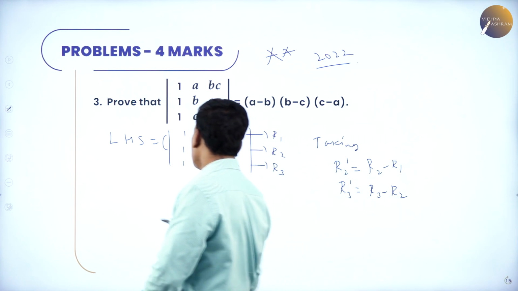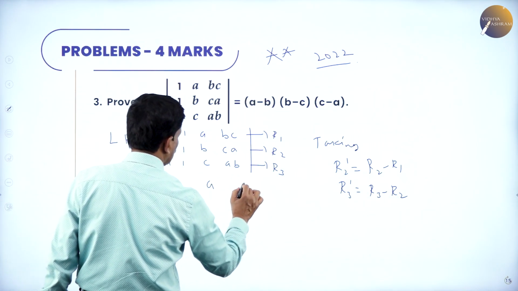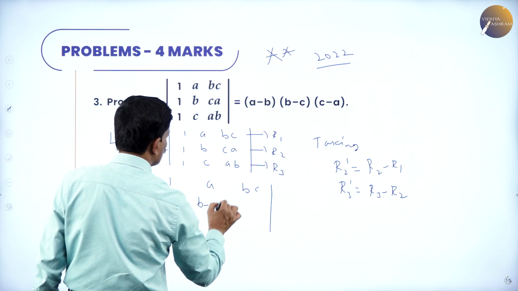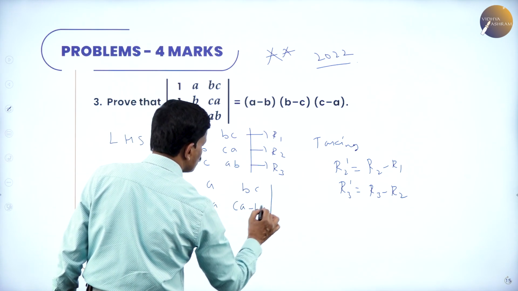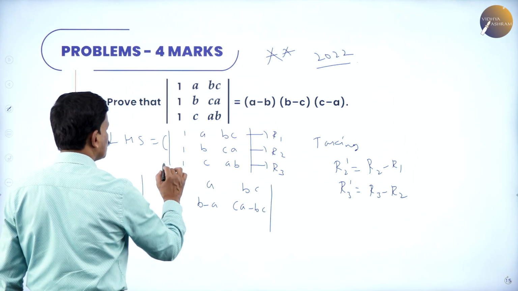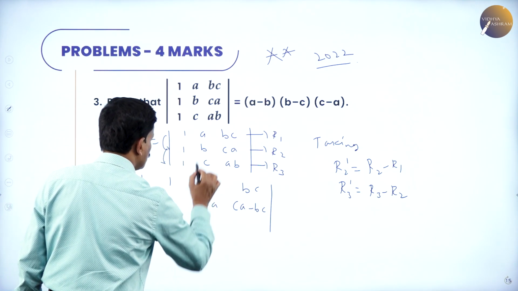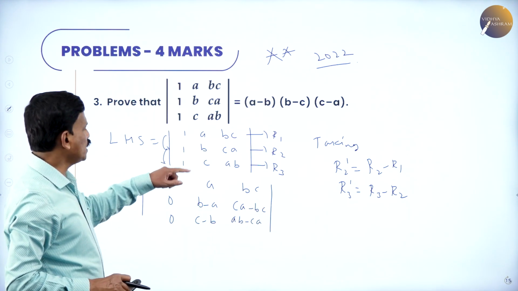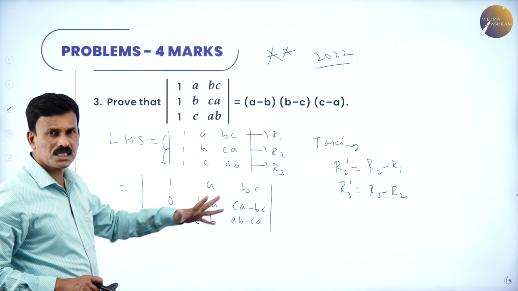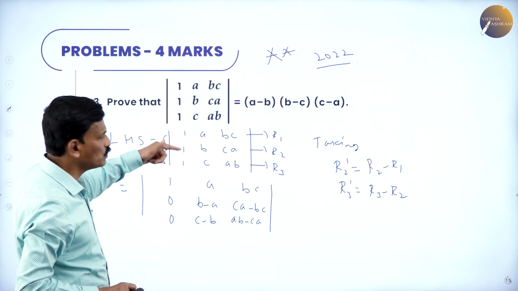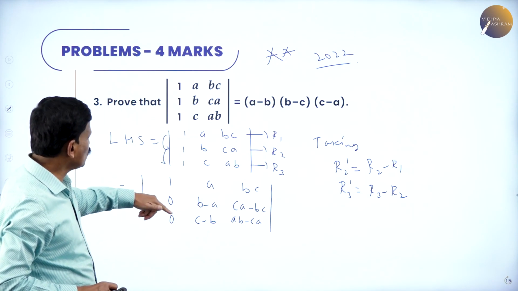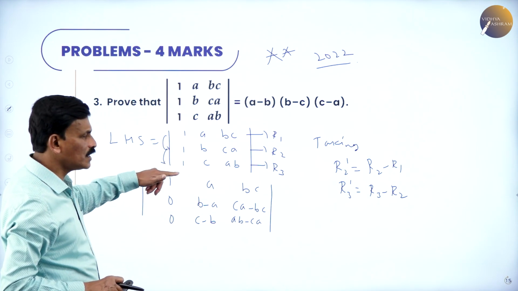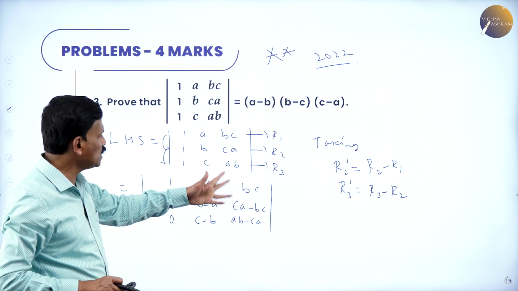I will keep R1 as it is: 1, 1, 1. Now let us change the others. R2 minus R1, this minus this: 1 minus 1 is 0, b minus a, c minus a? In the third column, a, b, c as it is. For R2 dash: 1 minus 1, 0; b minus a; ca minus bc. Again, R3 dash is R3 minus R2: 1 minus 1, 0; c minus b; ab minus ca.